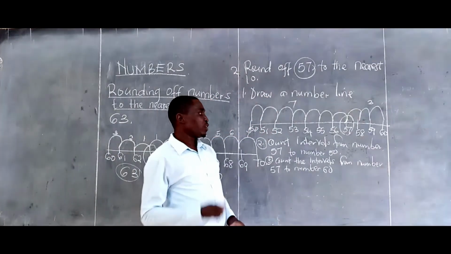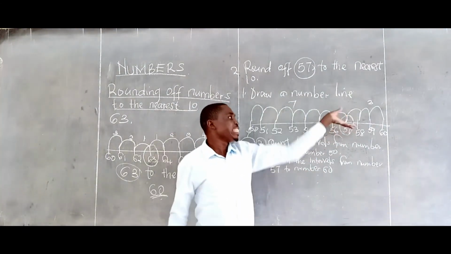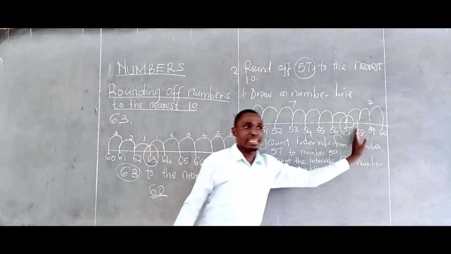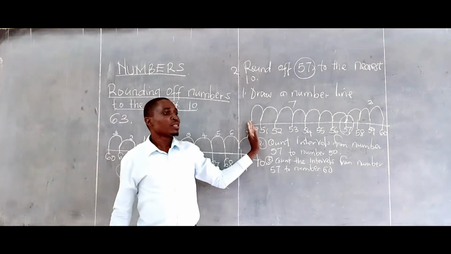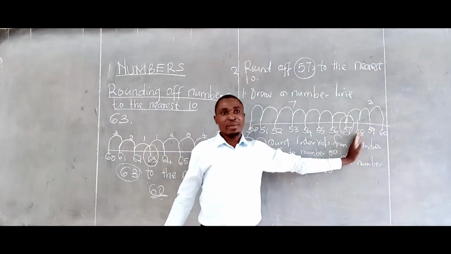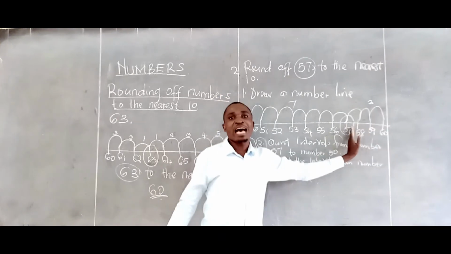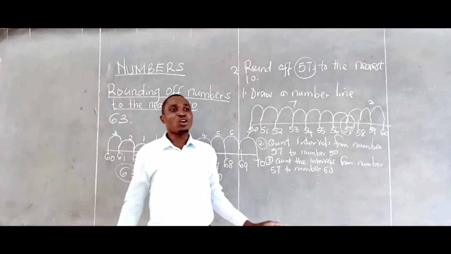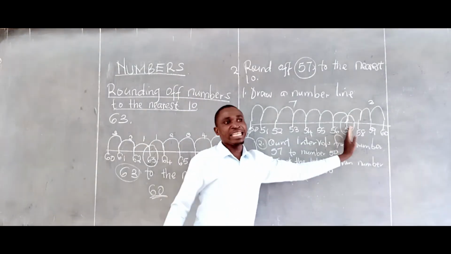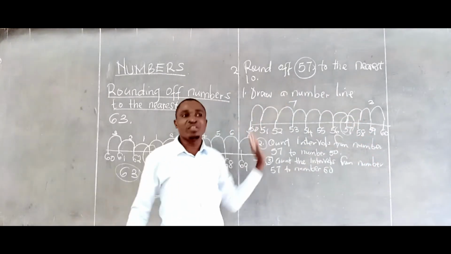Share what you have found out according to what you are doing down there with your friend. You will discover that number 57 is nearer to 60 than to 50, because the distance from 50 up to 57, which is our number, is bigger than the distance between 57 up to 60. So what do we conclude? We conclude that 57 is nearer to 60 than to 50.